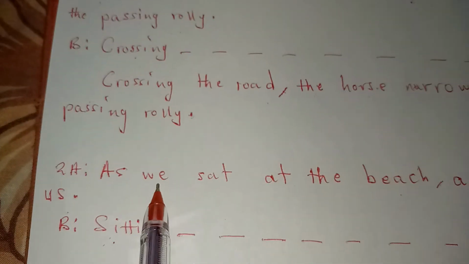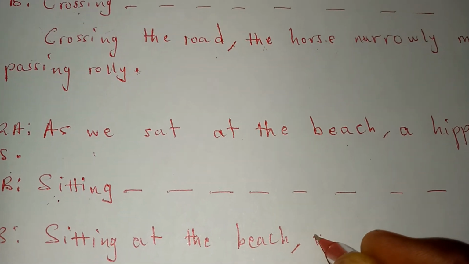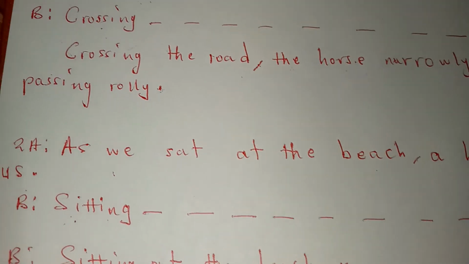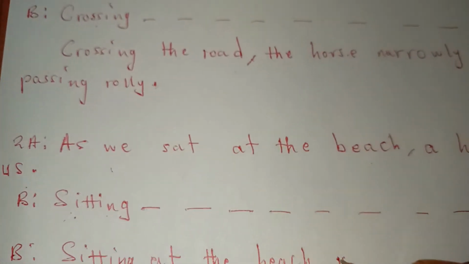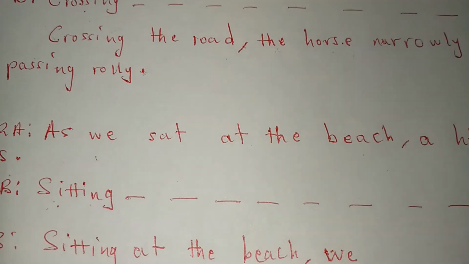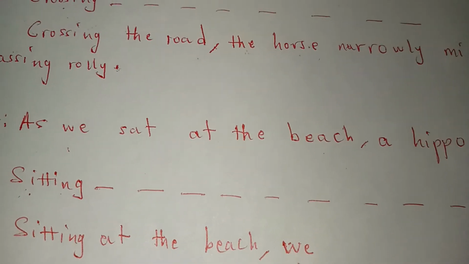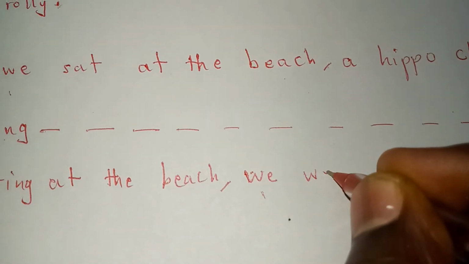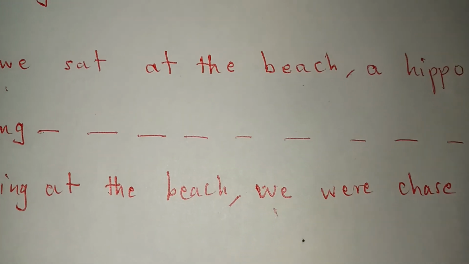That is the question. It's we, but you won't say we. This we will change to us. Okay, sorry on that one. We sat at the what? At the beach. So we were the ones seated at the beach. Then what happened to us? A hippo chased us. So we were chased by what? By a hippo. So we were chased by a hippo.